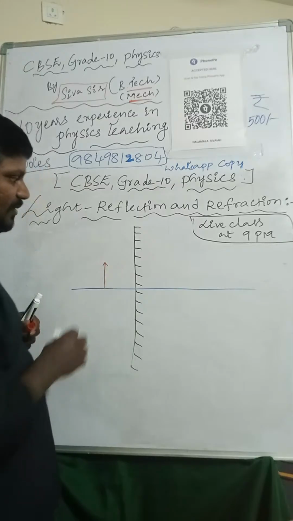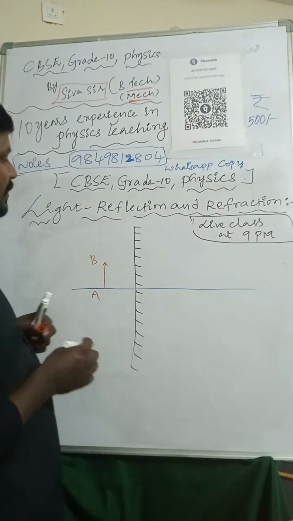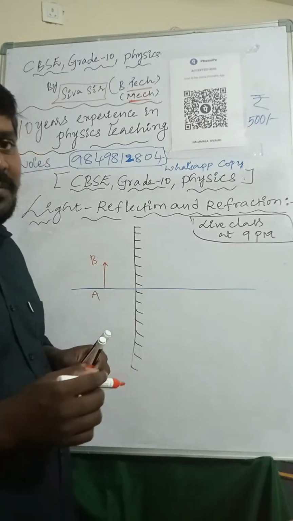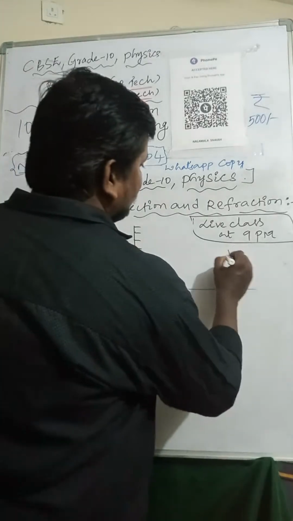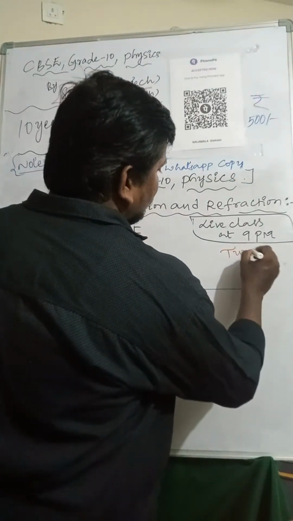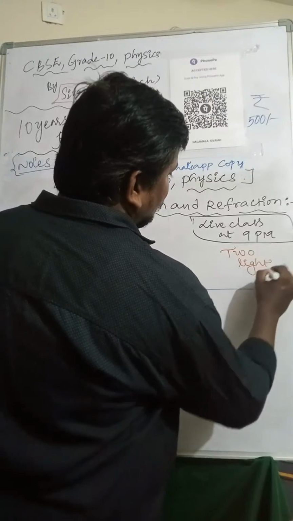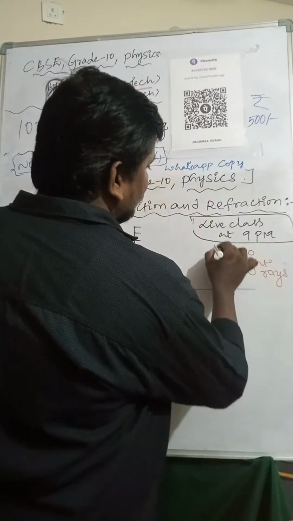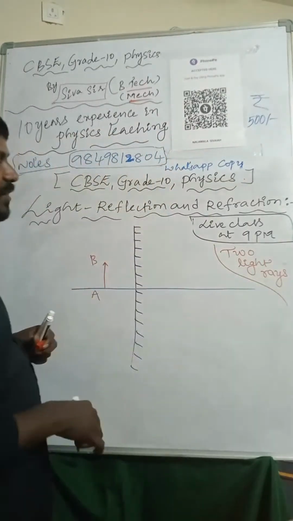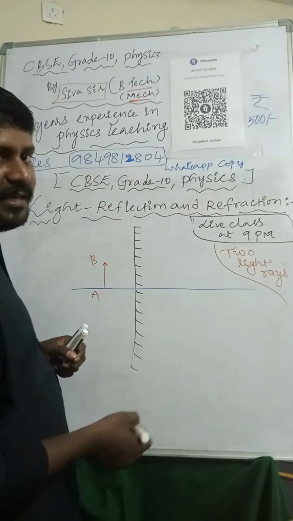This is the object. How many light rays are required to form the image of the object? Minimum 2 light rays. How many light rays are required to form the image of the object? Minimum 2 light rays.